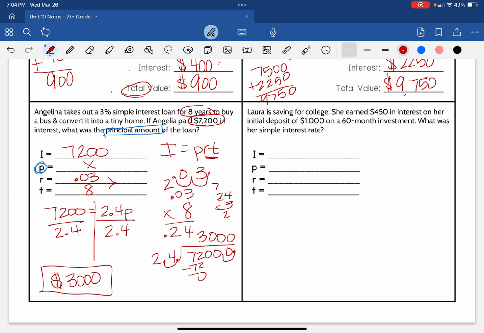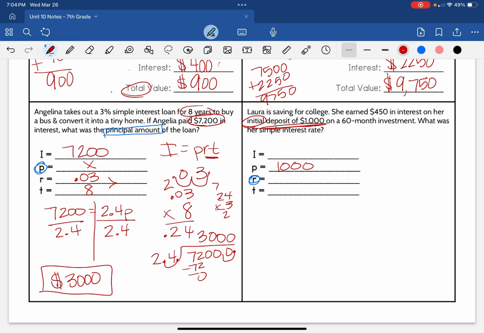Okay. Laura is saving for college. She earned $450 in interest on her initial deposit of $1,000 on a 60-month investment. What was her simple interest rate? So this time we're solving for interest rate again, so let's plug in what we know. Her original deposit right here, initial deposit, is $1,000. They don't want to know what interest is. That's my bad. They want to know what the rate is. So this time we're solving for our percent.